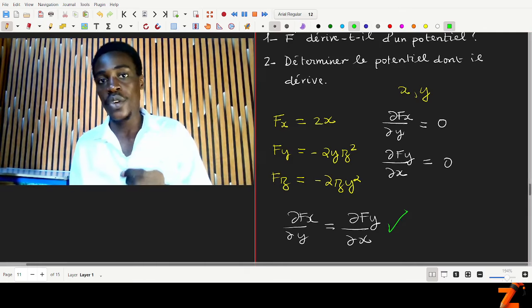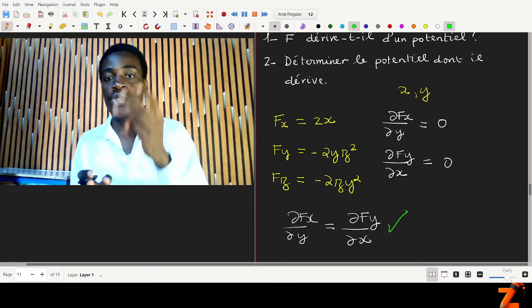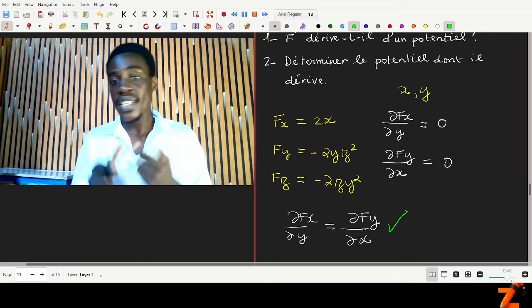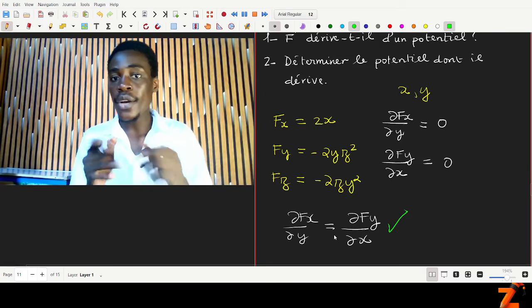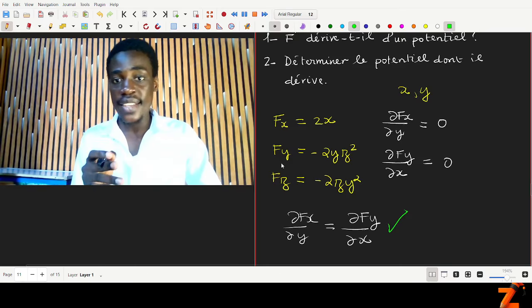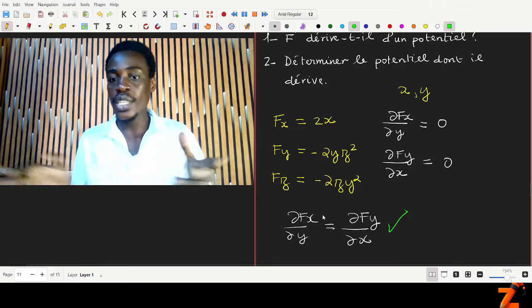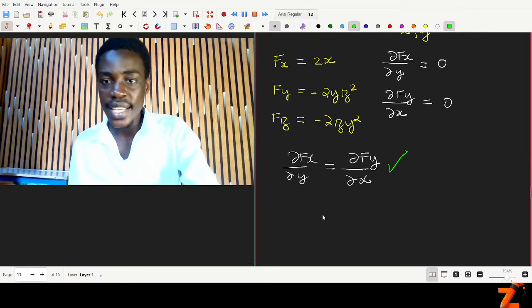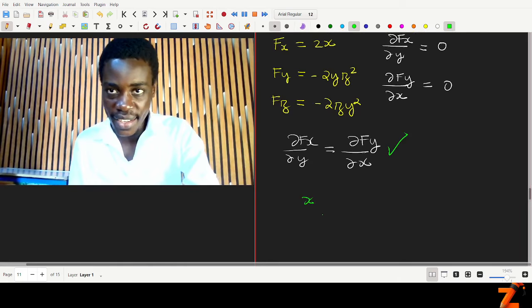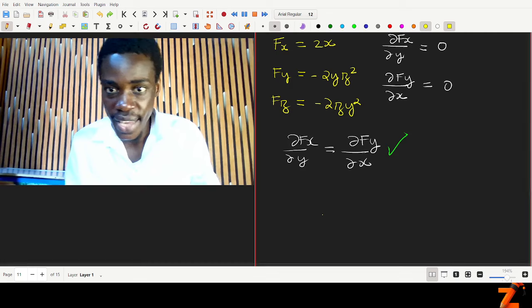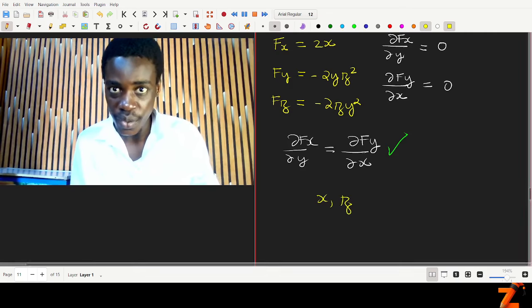d'un potentiel. So, we have to have three equalities. Okay? The first one is this. I will take also, okay, x and z, and to finish y and z. Okay? And I will verify this kind of equality. So, let's take x and what? Let's take x and z.